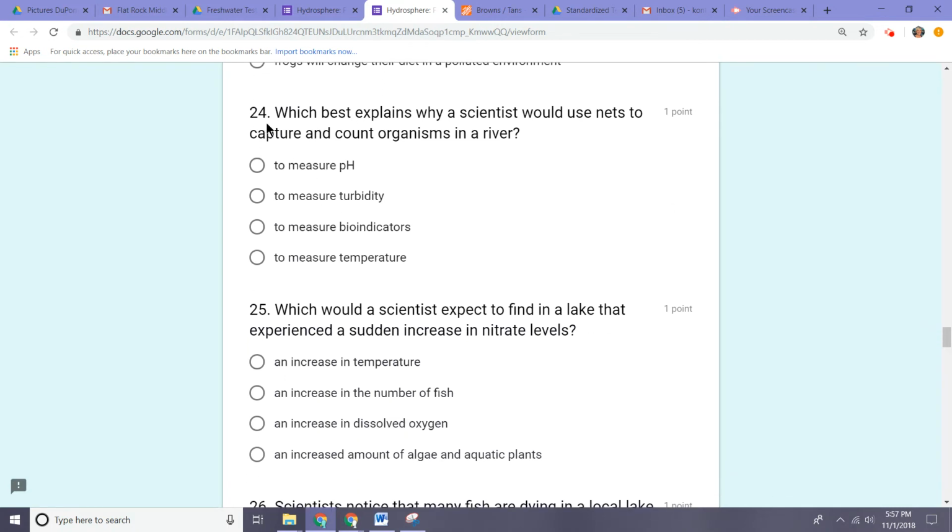Number 24. Which best explains why a scientist would use nets to capture and count organisms in a river? To measure pH, to measure turbidity, to measure bioindicators, to measure temperature.